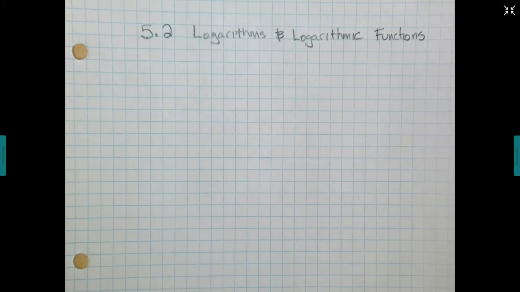Good morning, students. Today we are in section 5.2 and we are doing logarithms and logarithmic functions. I'll admit it can be a bit confusing, but if you write down the first two pieces, those will help you with almost all of your homework.